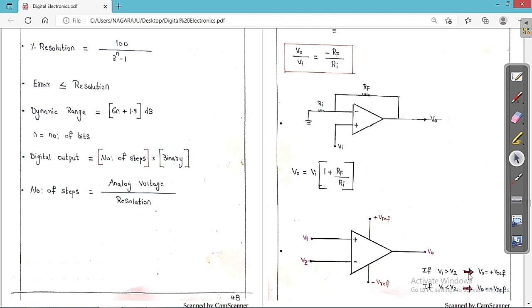So simply we can say that whenever V1 is greater than V2, we are going to get V output equal to plus V reference, and whenever V2 is greater than V1, or V1 is less than V2, we are going to get V0 equal to minus V reference. Only these two voltages we can get, either plus V reference or minus V reference. Only these two voltages are possible in the case of the open loop op amp, because there is no feedback. So it is called the open loop op amp, and it's a very important point that you always have to keep in your mind. So these are three important formulas that you always have to keep in your mind.